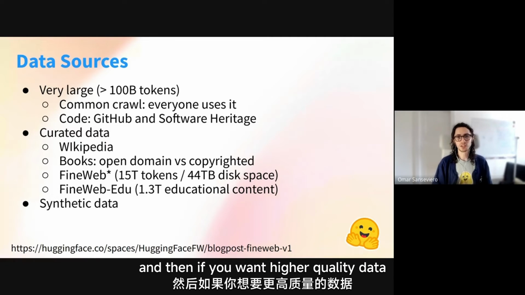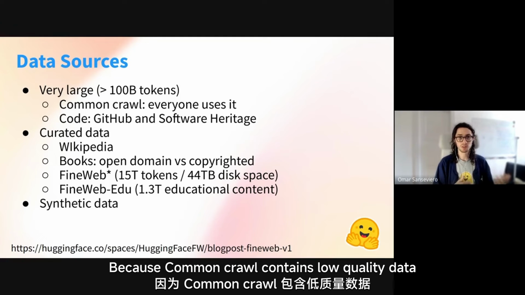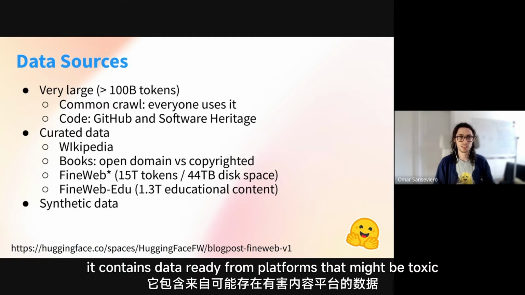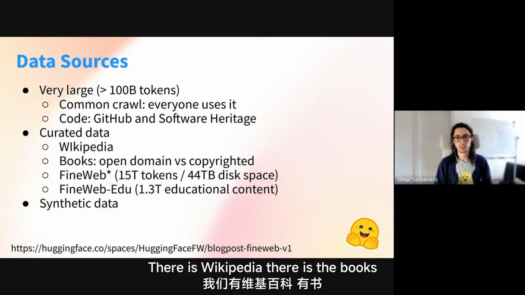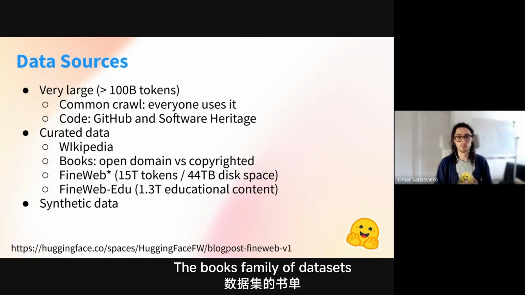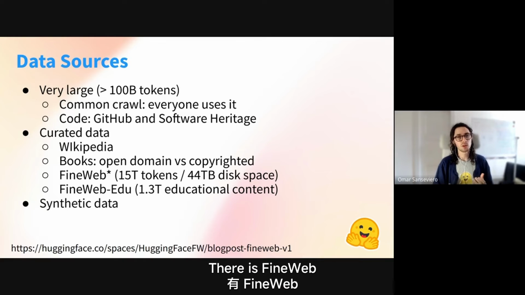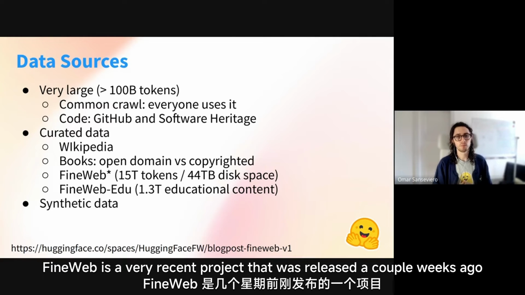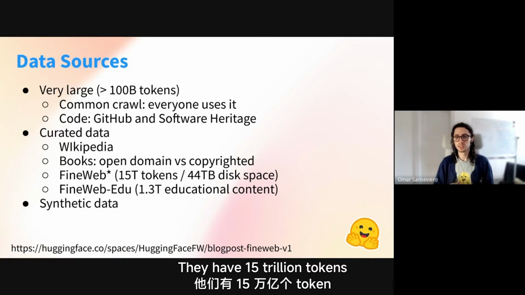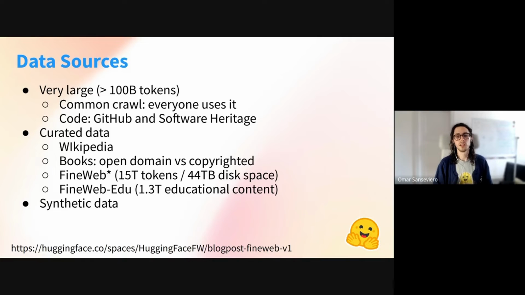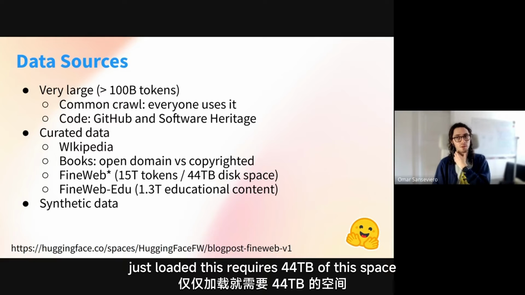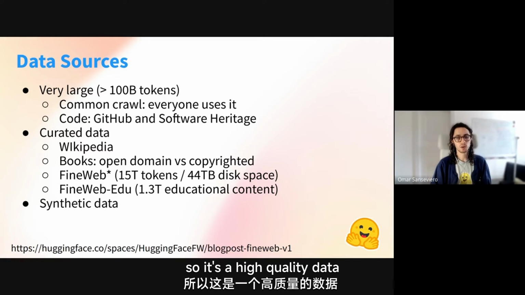And then if you want higher quality data, because of course Common Crawl contains low quality data, including data from Reddit and from platforms that might be toxic, for curated data there is Wikipedia, and there is the books family of datasets, so there are open domain books that you can pick. There is FineWeb. FineWeb is a very recent project that was released just a couple of weeks ago. It contains 15 trillion tokens, which is a lot, and just loading this requires 44 terabytes of disk space. So it's high quality data.